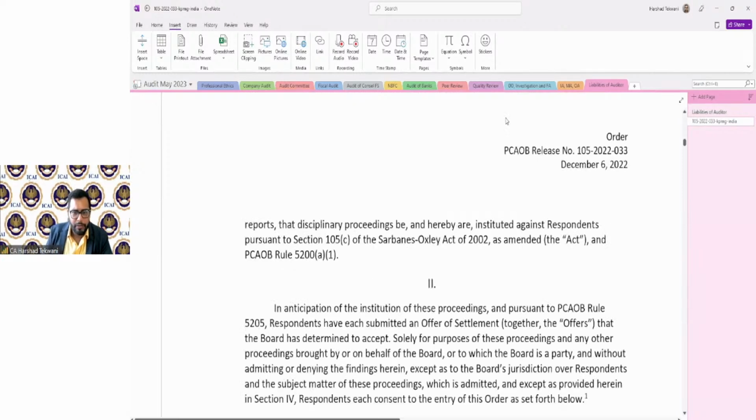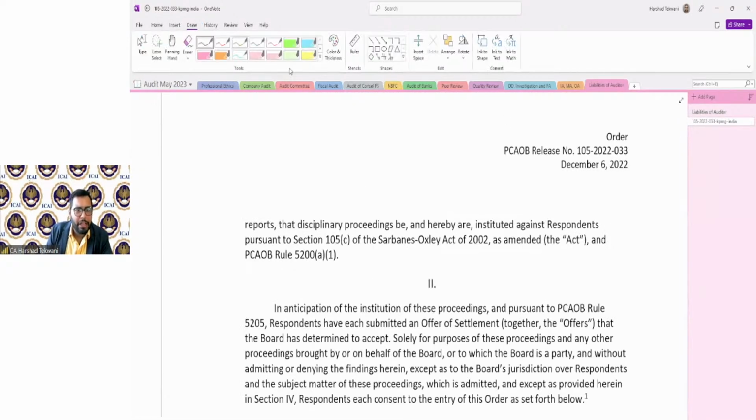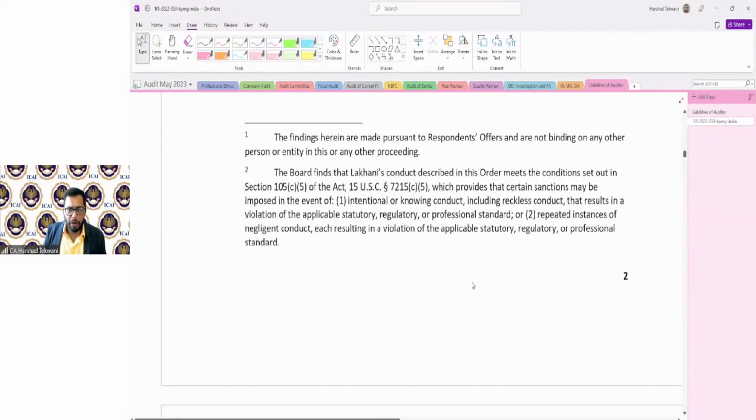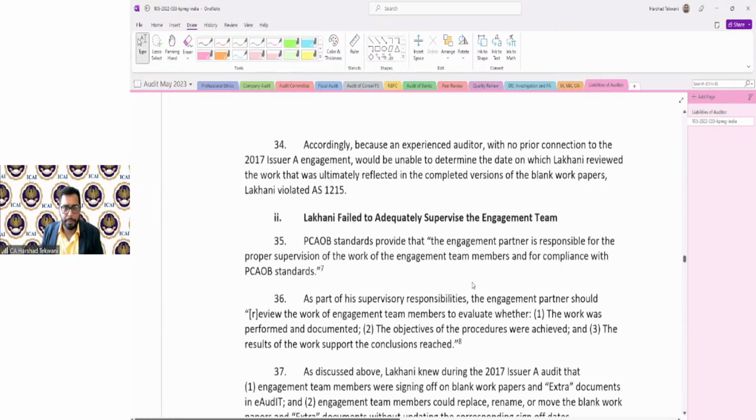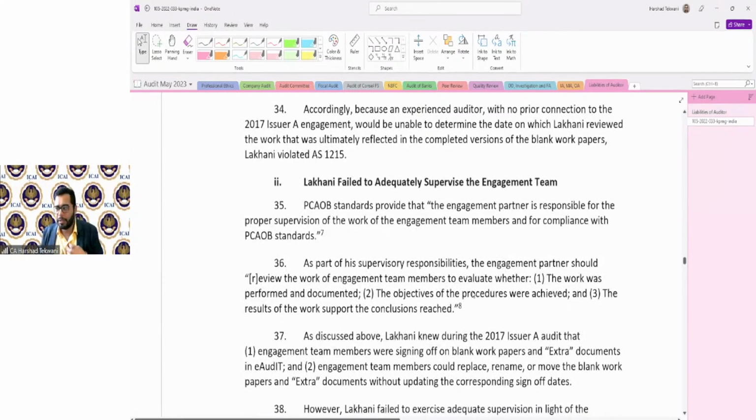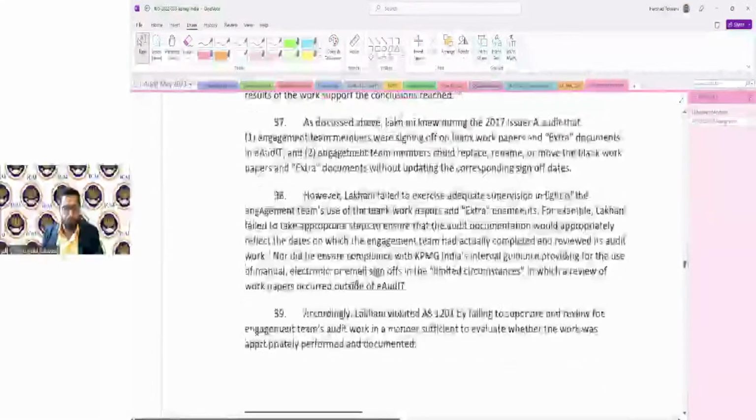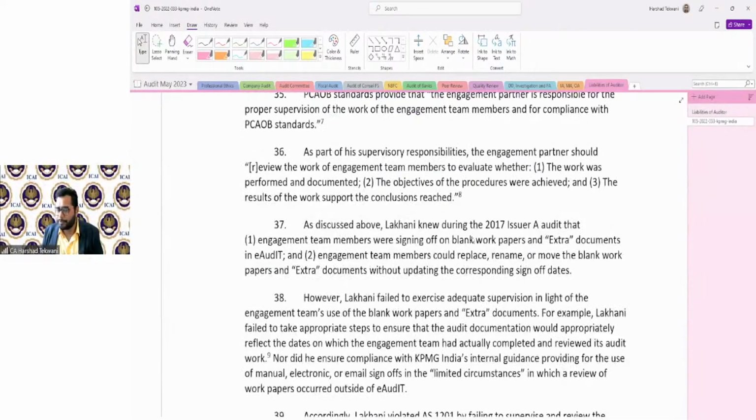Okay. First of all, I just want to show you that the proceedings have been initiated under Section 105 of the Sarbanes-Oxley Act, not an Indian law, and the PCAOB rule. So that is a foreign law applicable over here. Now, if I talk about the concept we are discussing, the liability of the auditor, it was discussed that the auditor failed to exercise reasonable care and skill.